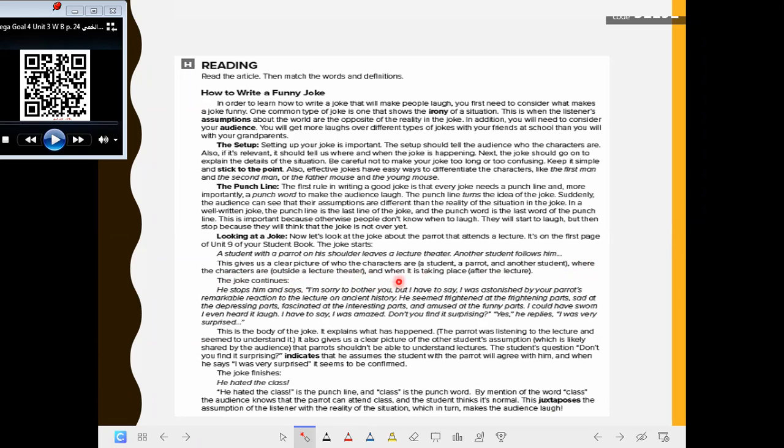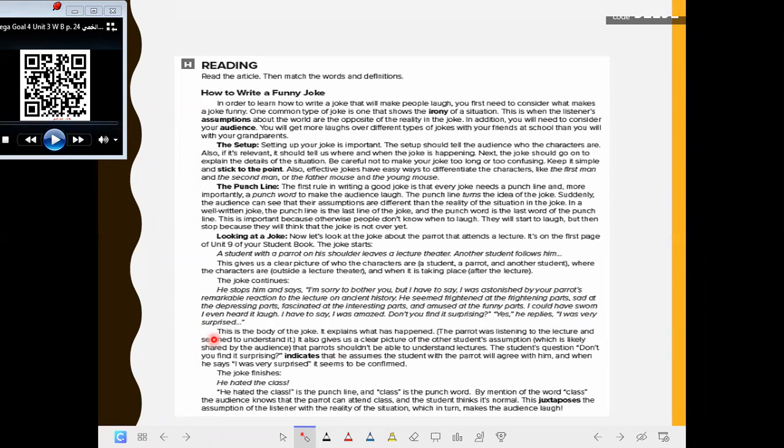And when it is taking place after the lecture, the joke continues. He stops him and says, I'm sorry to bother you, but I have to say, I was astonished by your parrot's remarkable reaction to the lecture on ancient history. He seemed frightened at the frightening parts, sad at the depressing parts, fascinated at the interesting parts, and amused at the funny parts. I could even swear I heard it laugh. I have to say, I was amazed. Don't you find it surprising? Yes, he replies. I was very surprised.